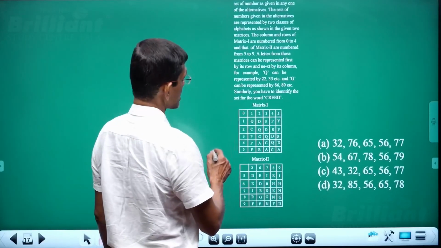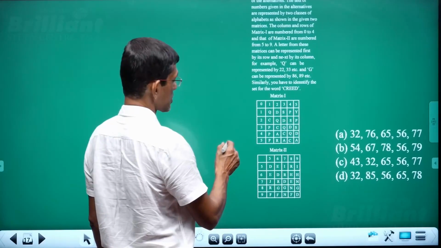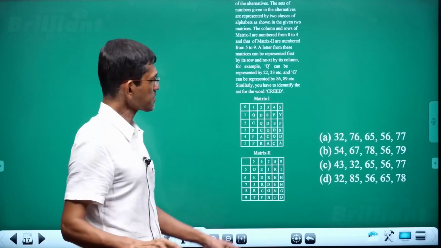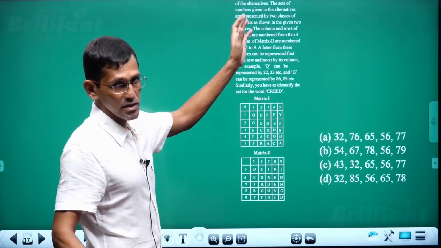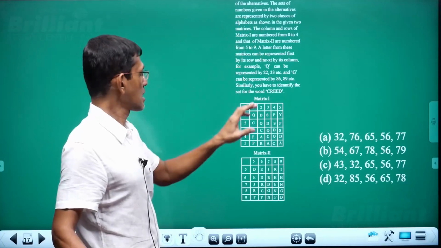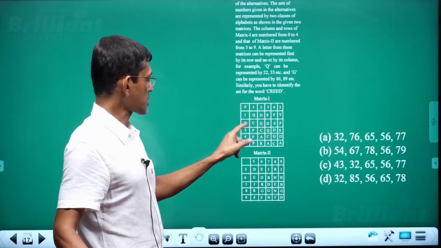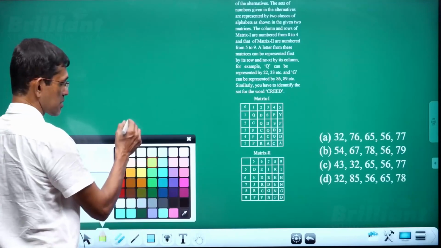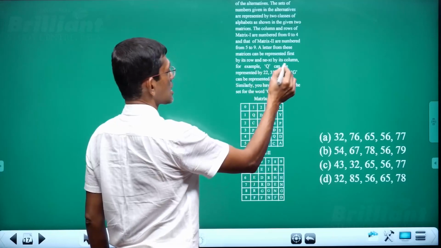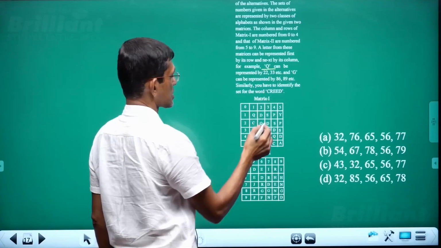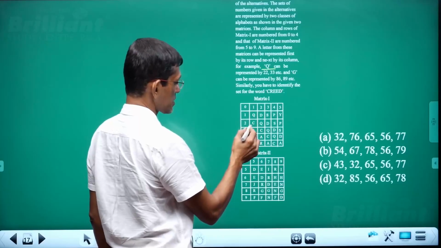Okay, so this is an interesting question. Probably you remember we have done a similar question last time. So here, I don't need to read the whole question, because you know the idea. Here we have matrix 1, matrix 2, and the example. We just look at the example to see what happens here. For example, Q can be represented by 22, 33, etc. So Q is this.